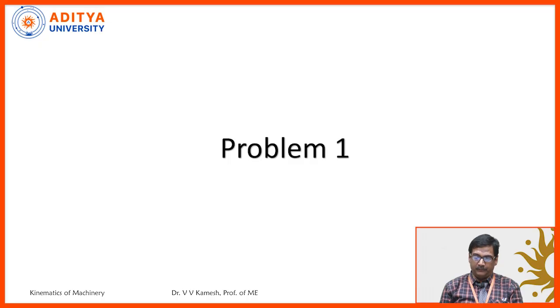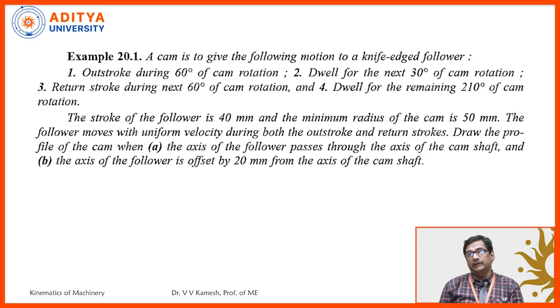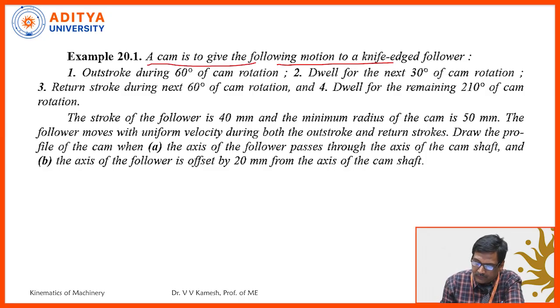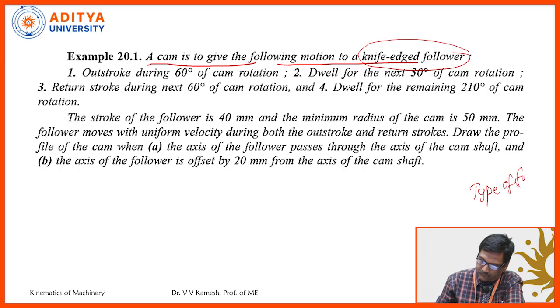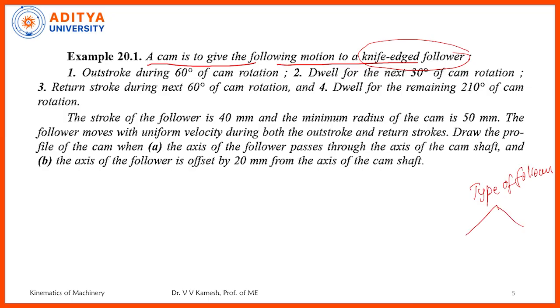In the first problem, first we need to identify the given data. After that, we need to identify what the constraints are. Then we need to solve step by step. We see in this problem, a cam is to give the following motion to a knife edge follower. So, first we need to identify what type of follower. In every problem, first of all we need to identify what type of follower it is.